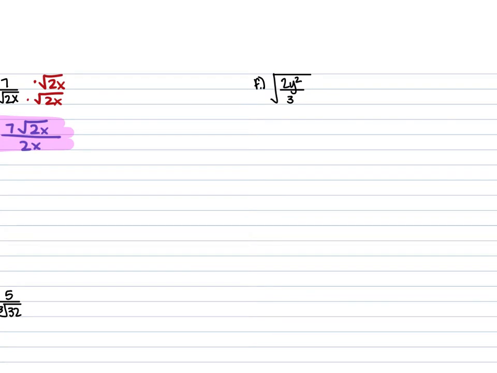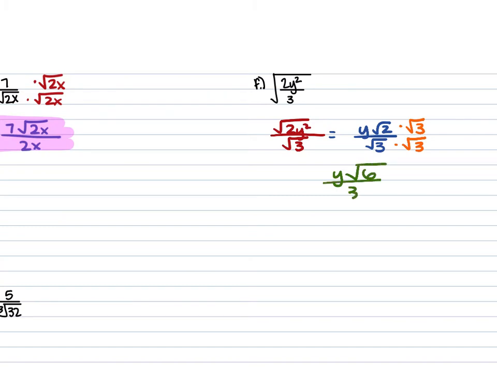Example F, we have the square root of 2y squared over 3. This is the same exact thing as saying the square root of 2y squared over the square root of 3. Now we can simplify the top there, and it just becomes y square root 2 over the square root 3. The denominator here is that square root of 3. We cannot have a radical in the denominator, so we're going to multiply it by itself to the top and the bottom. So this becomes y square root 2 times 3, which is 6, all over the square root of 3 times the square root of 3 is just 3.